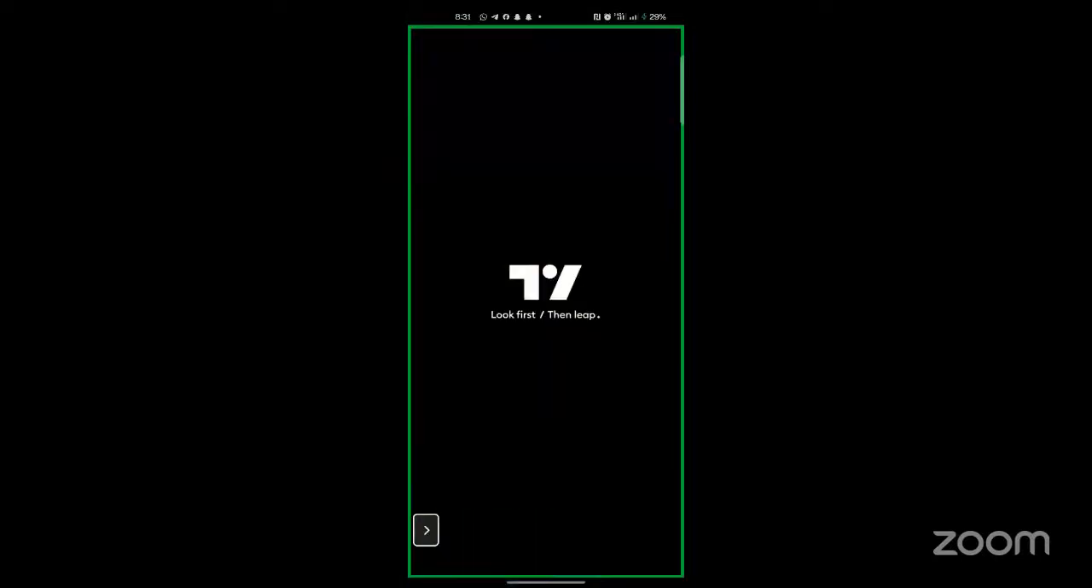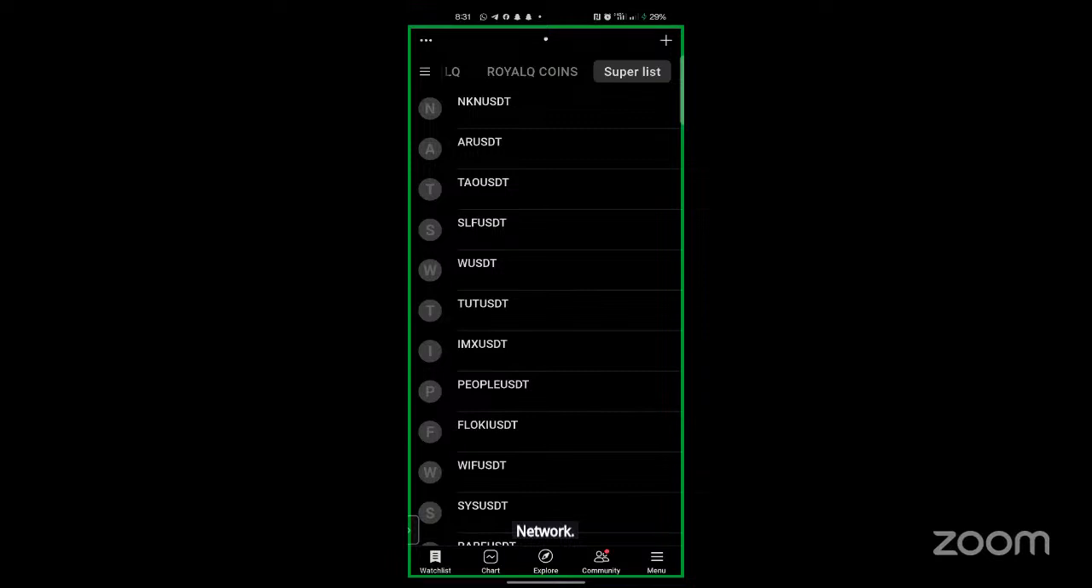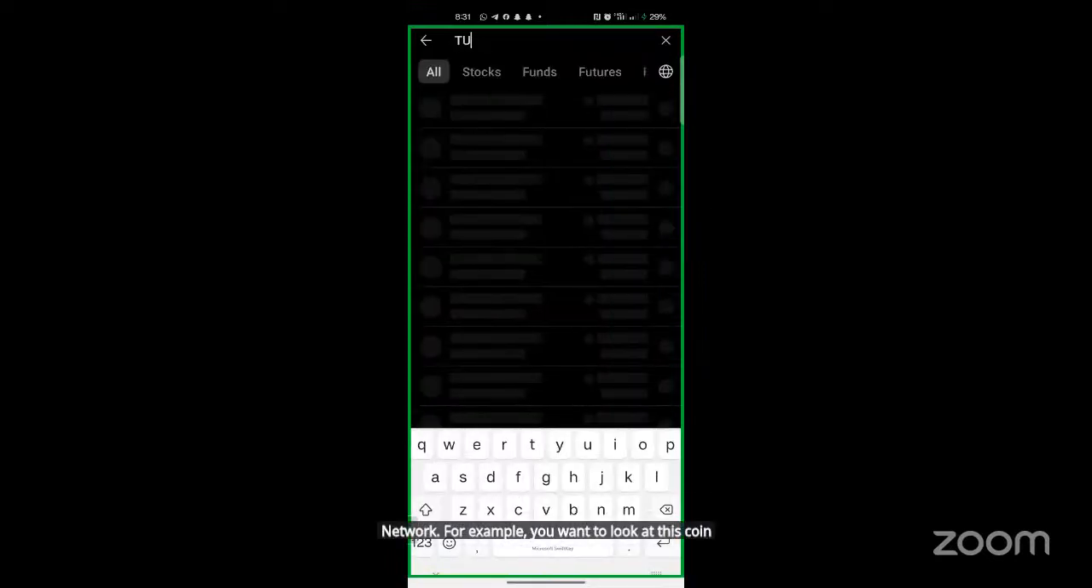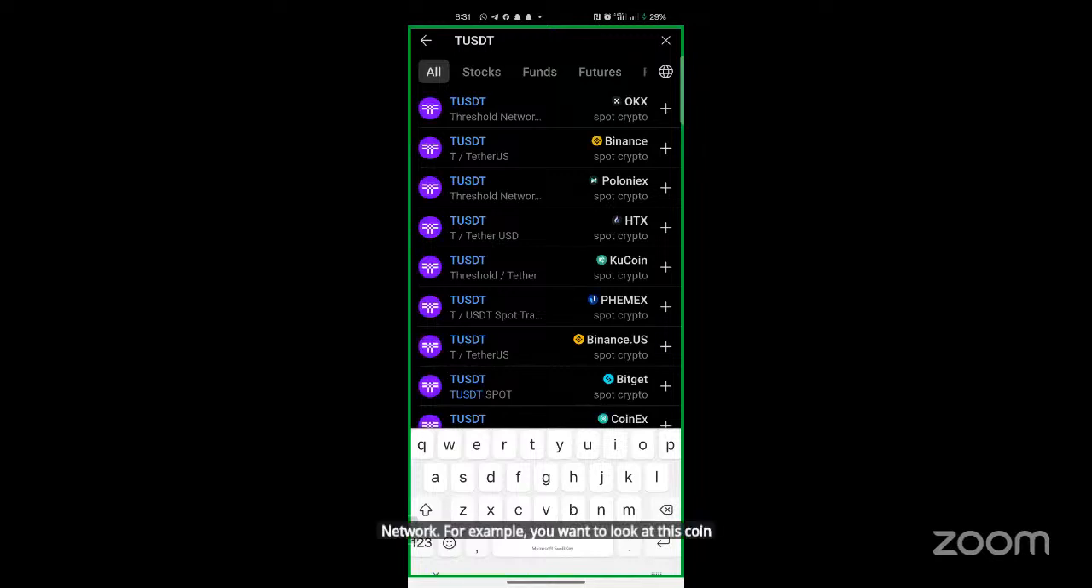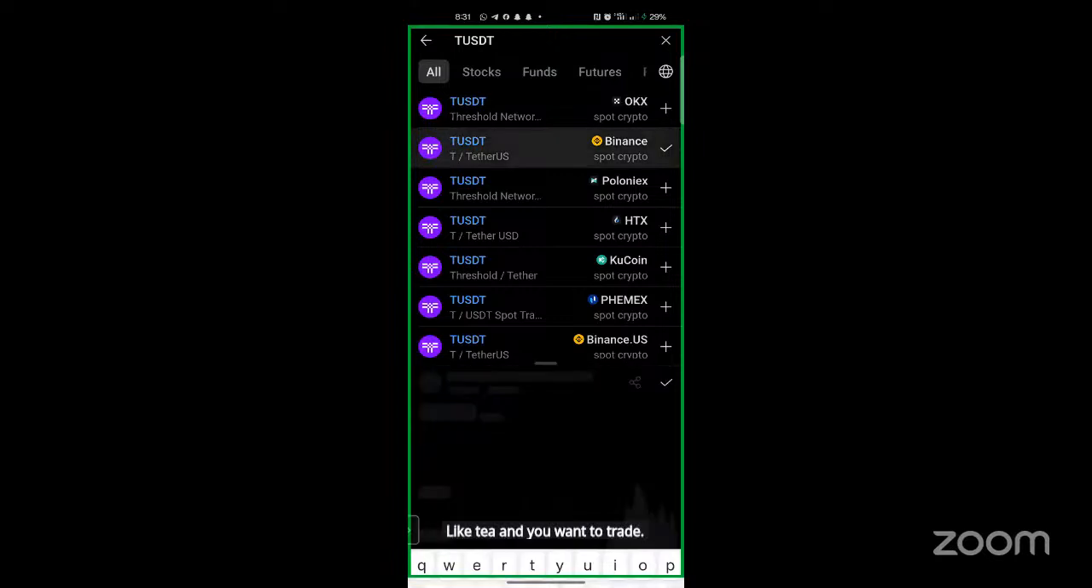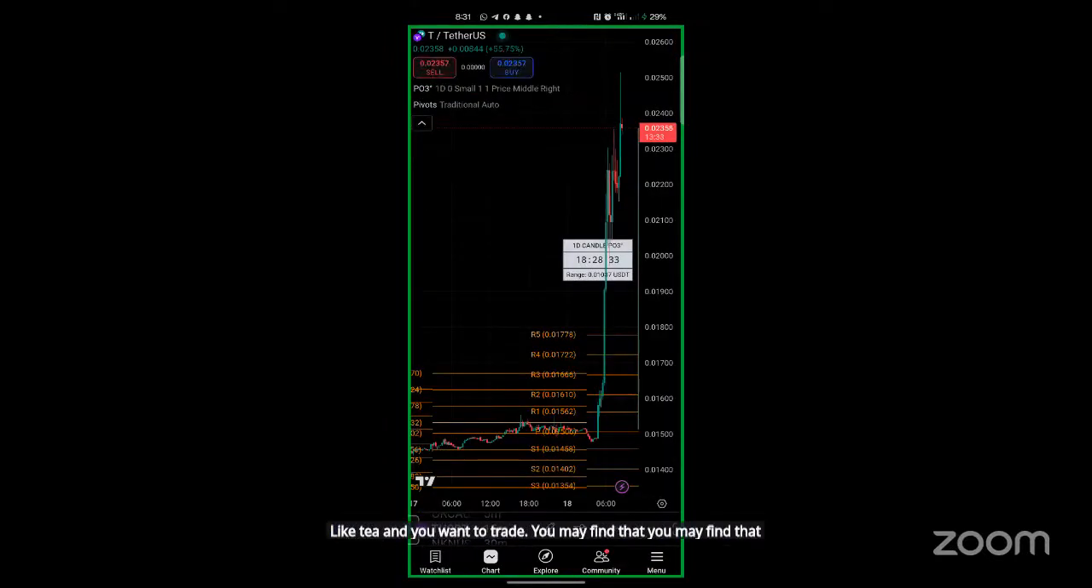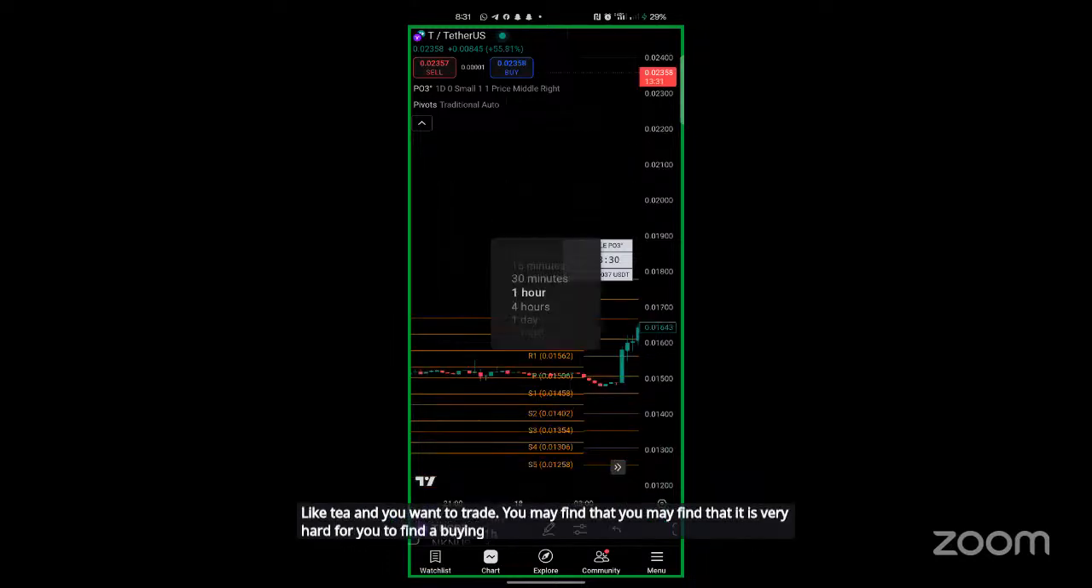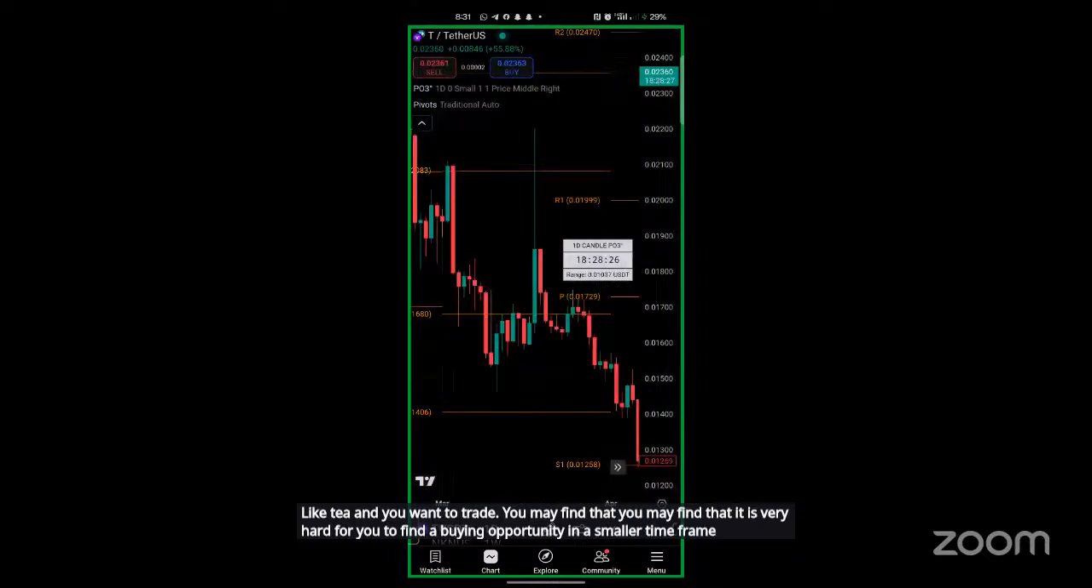Does that make sense? So if you still want to continue with the pumping coin, like we do in TA, for example, when you come to analyze this coin on TradingView, you want to look at this coin and you want to trade, you may find that it is very hard for you to find a buying opportunity in a smaller time frame. That's why you come to a bigger time frame here.